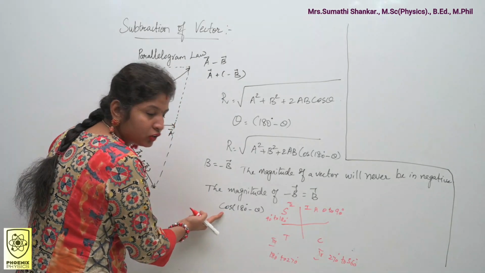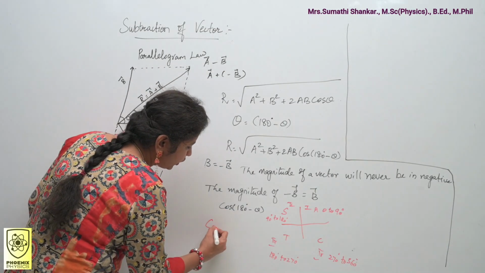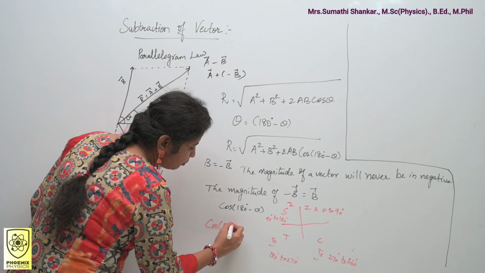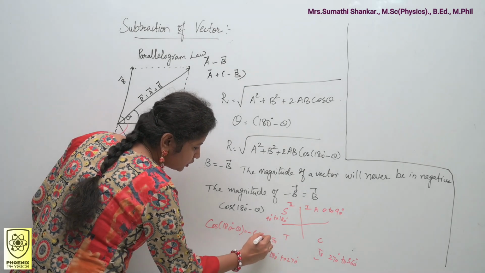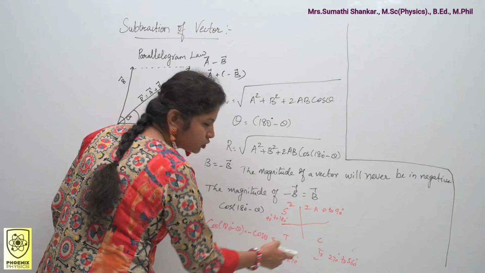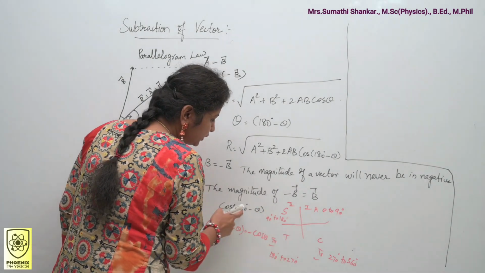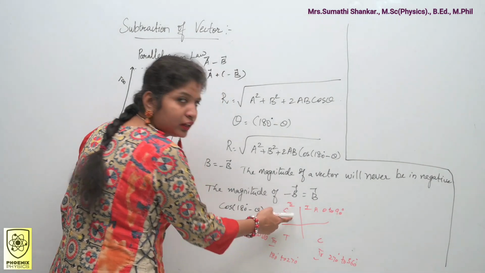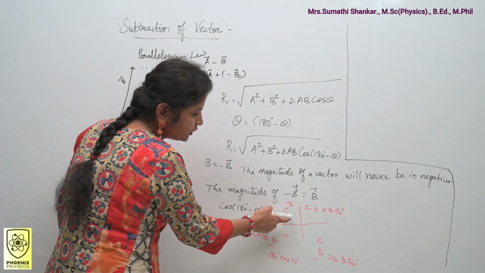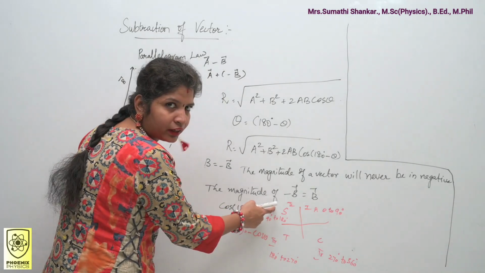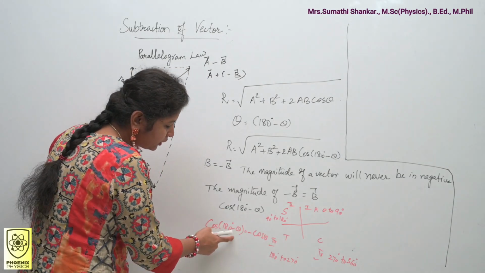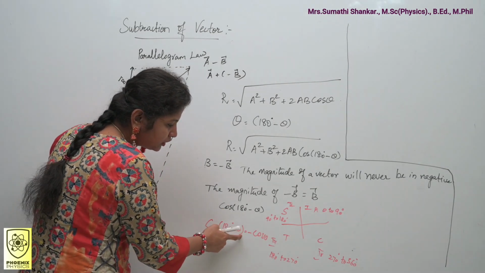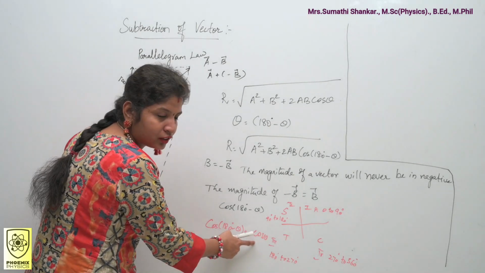Here I have cos. So cos 180 degree minus theta can be written as minus cos theta. Why? Because of this rule, all silver tea cups, this 180 degree minus theta comes under second quadrant. In the second quadrant, only sine is positive, but I have cos. So you can write cos 180 degree minus theta as minus cos theta.